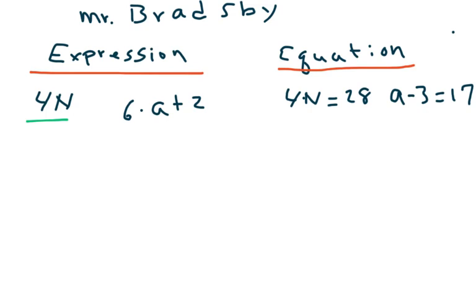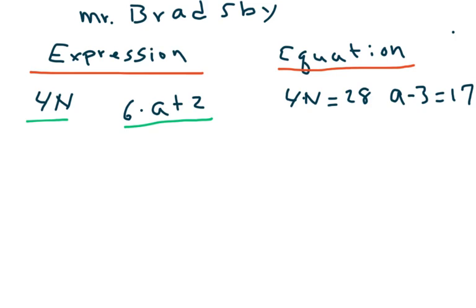So here's another one, 6 times a plus 2. Well, in English we might say 6 apples plus $2. So what? It doesn't make a lot of sense because it's not saying anything. Okay, now over here is an equation. See, this is not a sentence. 4n, it's just nothing.